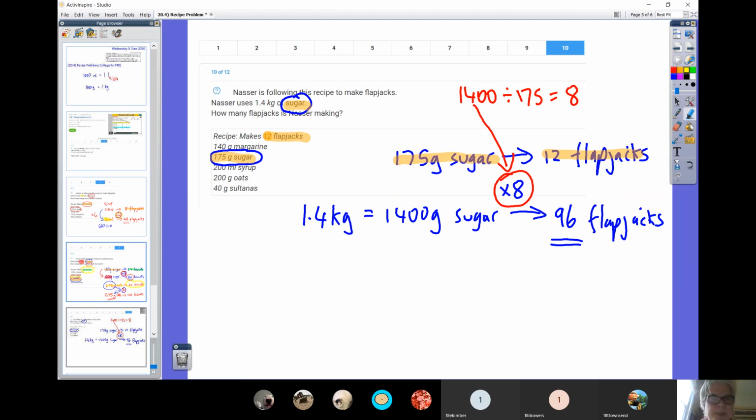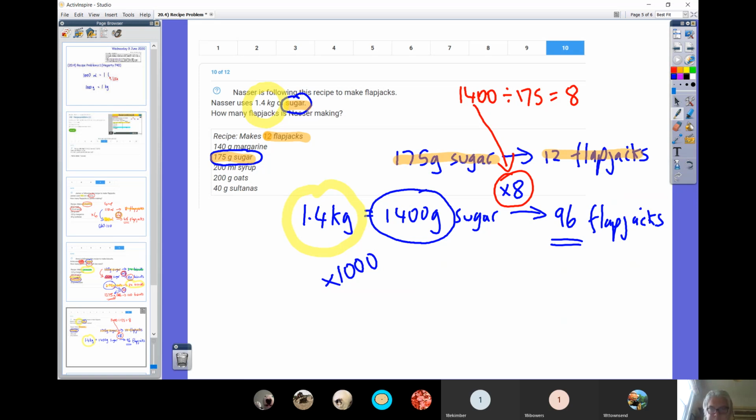Now, NASA uses 1.4 kilograms of sugar. Now, this is why we needed to remember how to translate between kilograms and grams. So he uses 1.4 kilograms of sugar. If you multiply that by 1,000, that means he's using 1,400 grams of sugar. Okay, 1.4 kilograms is 1,400 grams.